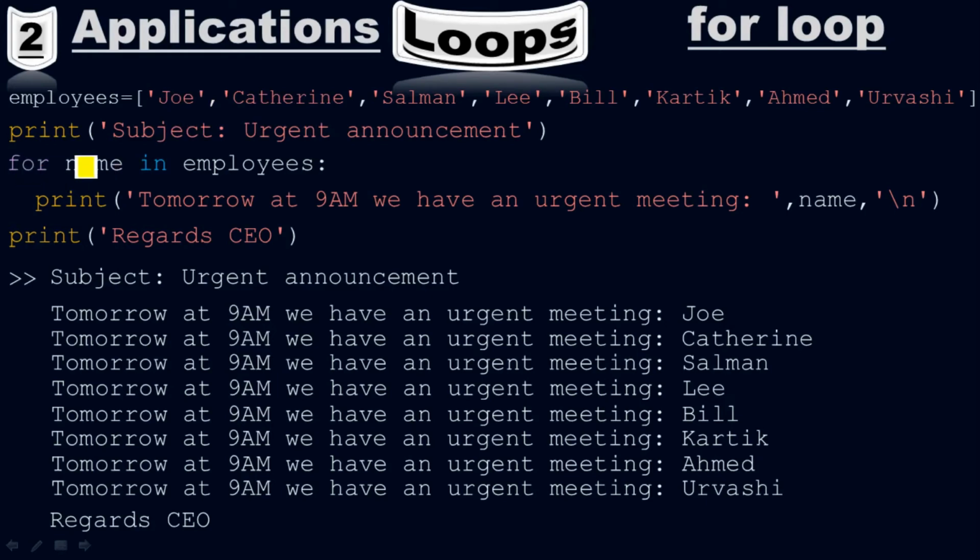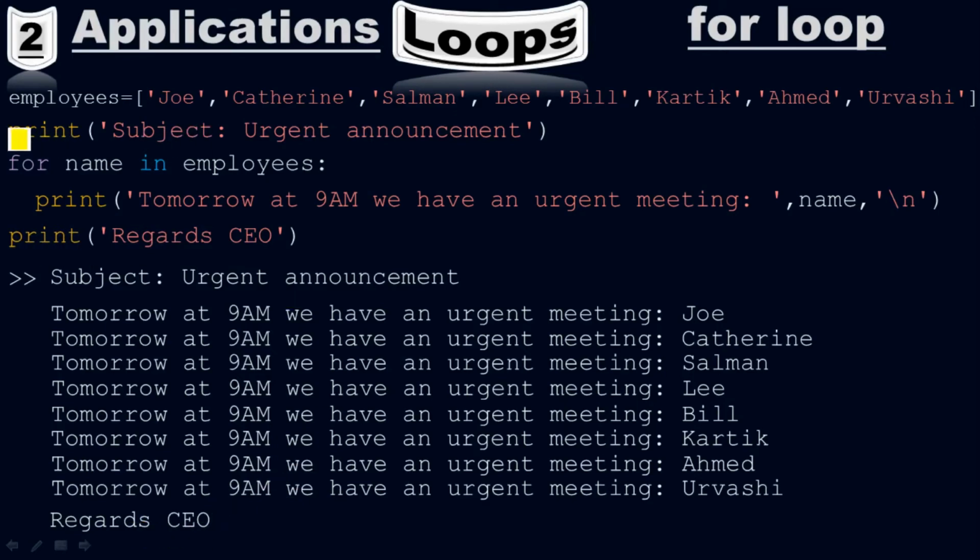So for loop will iterate on each and every single employee. And then we'll send this message: tomorrow at 9 a.m. we have an urgent meeting. This will be the message. Comma name. What is name? Name is the employee's name. Comma backslash n means that each and every single message will start from the new line. And then print the last message, regards CO.